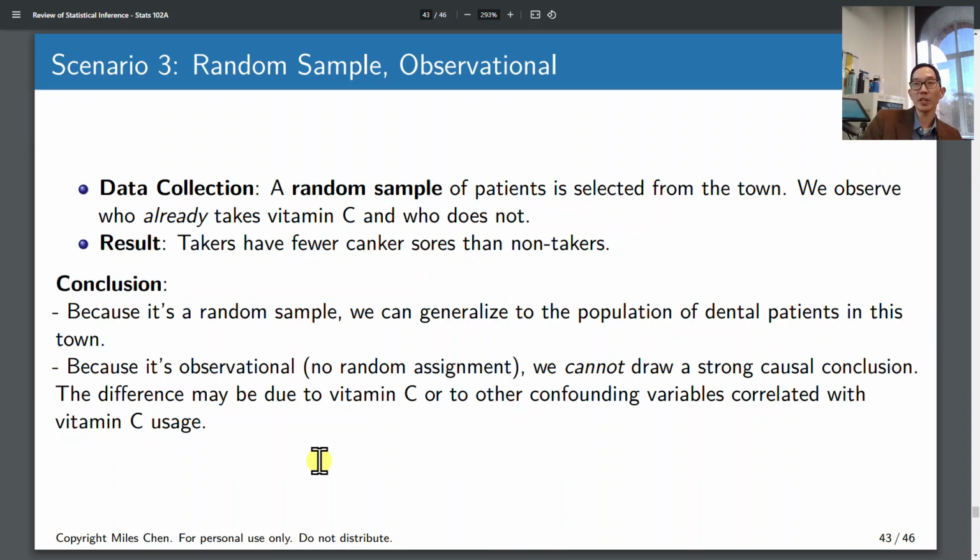If we have a random sample and it's an observational study, we get a random sample of patients selected from the town, and we observe who already takes vitamin C and those who don't. Again, because it's a random sample, we can generalize to the population, which would be, I guess, all dental patients in the town, because I guess the study is being conducted at the dentist's office or something. So we do have a random sample, and we can generalize to the population, but it's observational, so we can't draw cause and effect conclusions. There could be other confounding variables correlated to vitamin C usage.